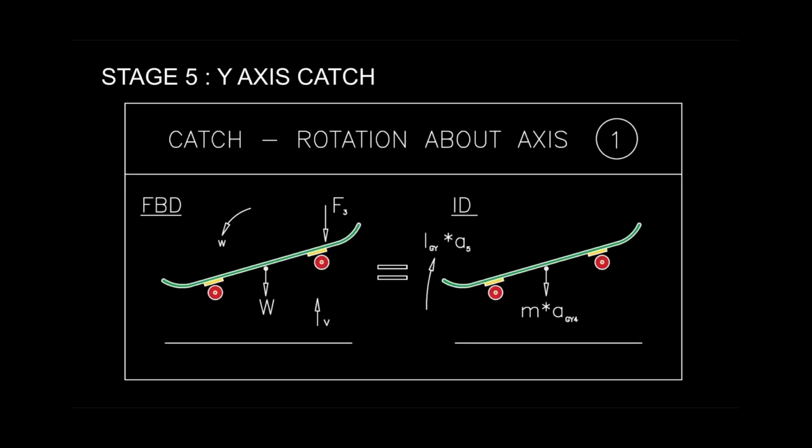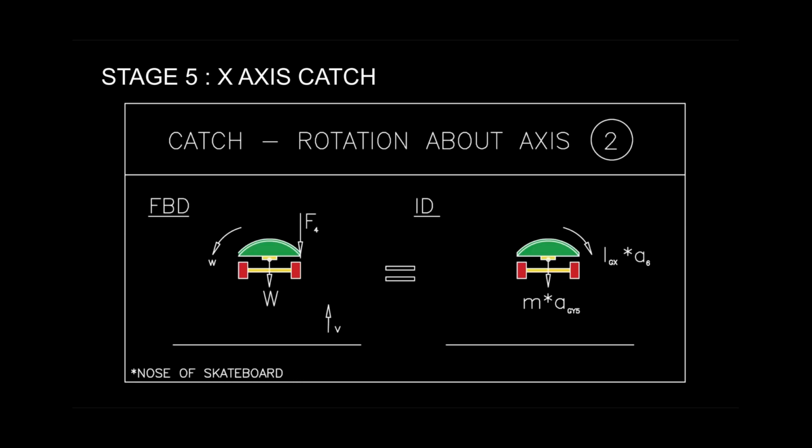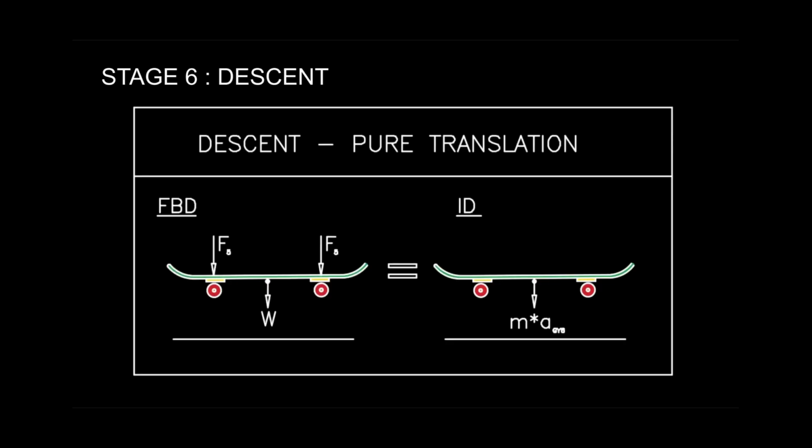Then, the skater catches their board to stop the rotation. The catch stops the rotation about the x-axis as well. Finally, the skater descends, purely translating downwards. I made a little animation to show these forces in action. Check it out.